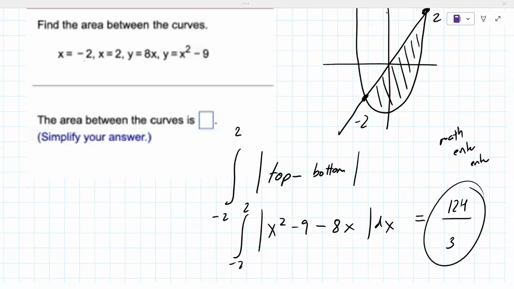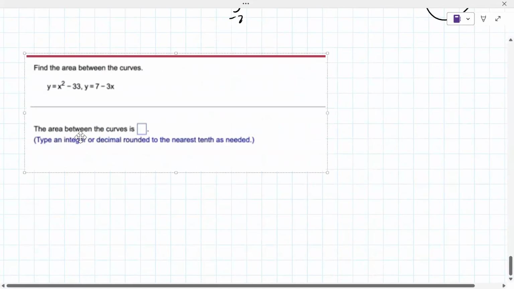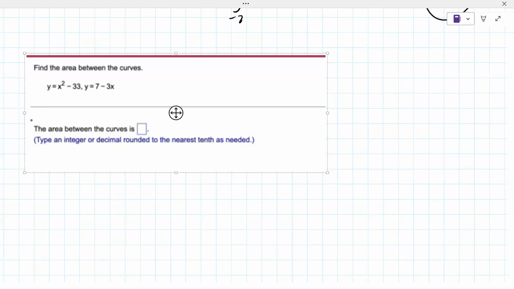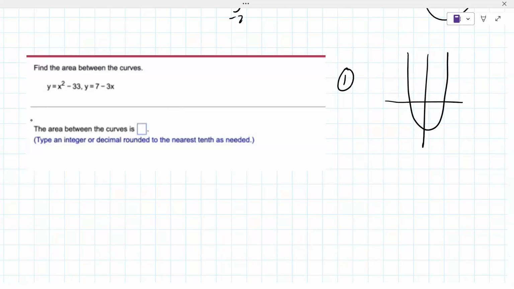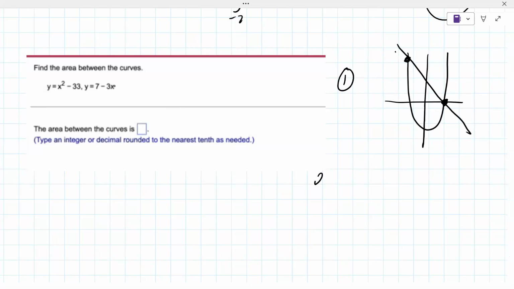Okay, next problem here. This one's different because you don't have the intersection of them, and that's what makes this one more difficult. One way to find the intersection is to graph. I don't know where those points are, but that's one way to do it, to find the intersection graphically. The second option is to set the equations equal to each other.